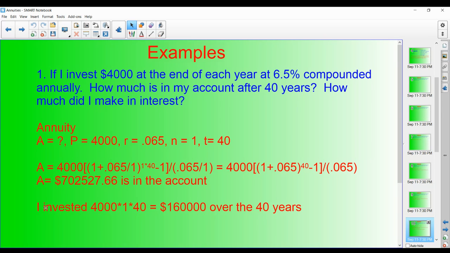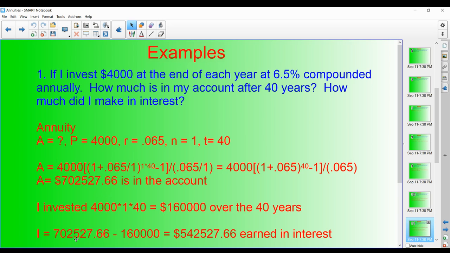Now to figure out how much money I put in: $4,000 per year, 40 times. So I put in $160,000. Now to figure out how much interest I gained, I take how much I have, I subtract what I put in, and I gained $542,000 in interest. That's a lot of interest because that's a lot of years.